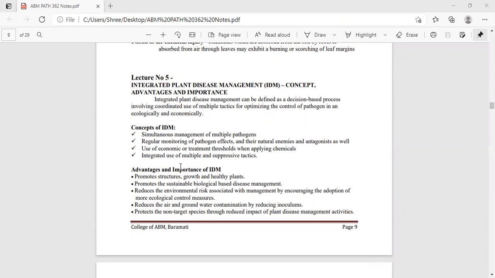In the next lecture we are moving towards our main topic, integrated disease management, because the name of our course title is integrated disease management. Lecture number 5 will be integrated plant disease management, its concept, advantages and importance.